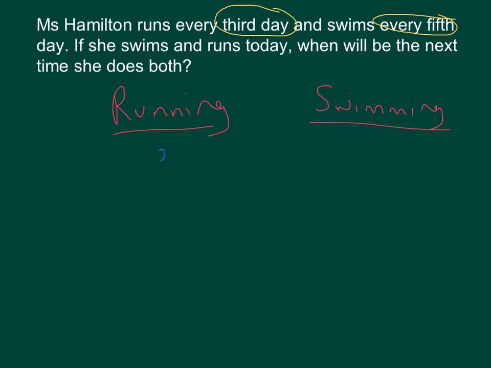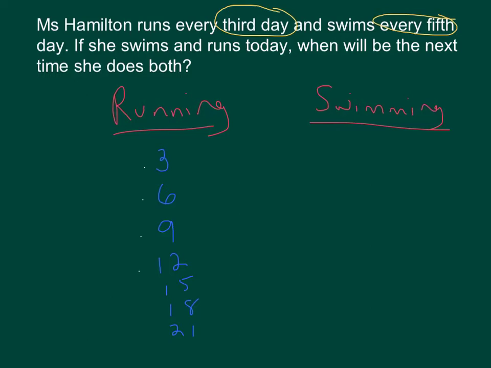All right, so I run every third day, so that means if I ran today, I'll run in 3 more days, 6 more days, 9 more days, 12 more days, 15 more days, 18 more days, 21 more days. I could continue for as long as I want because these multiples of 3, 3, 6, 9, 12, etc., go on forever and ever. All right, let's do the same thing for swimming.